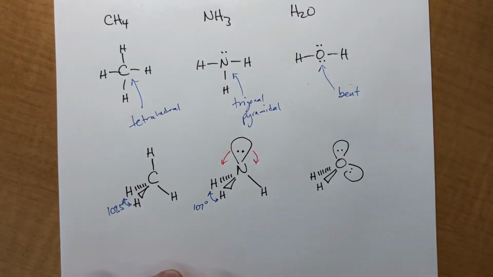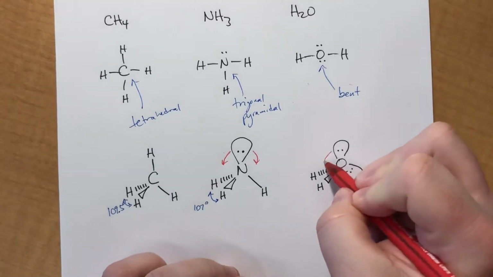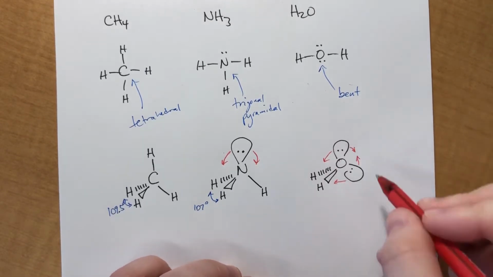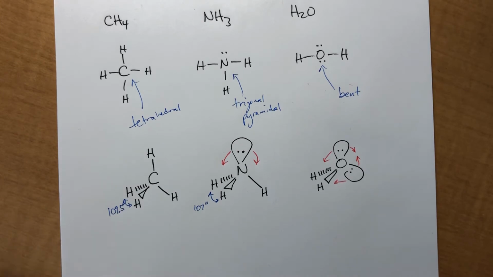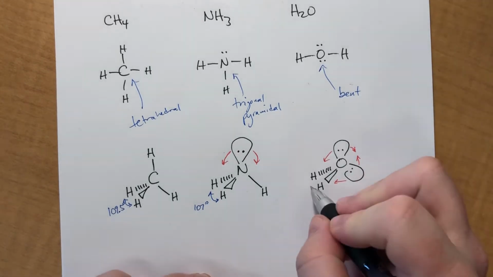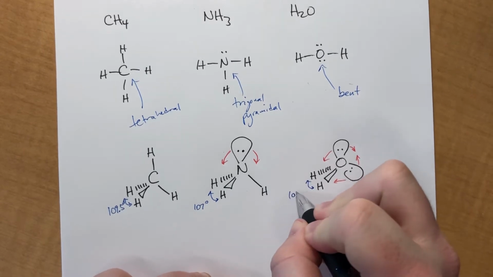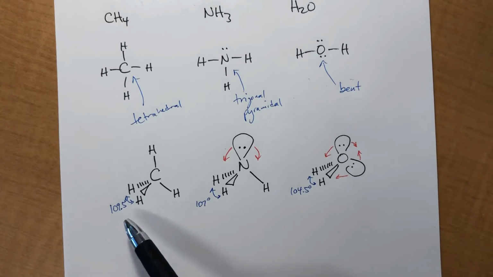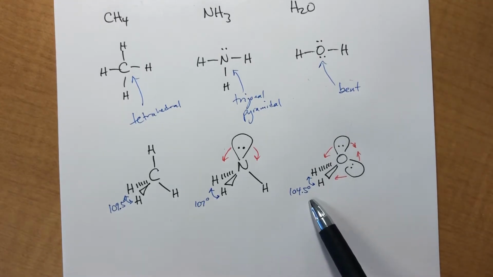What we see is that these both push on the bonds, but they also push on each other. So the lone pairs are repelling everything just a little bit more, okay? And so for this one, the bond angle drops a little bit more, and it drops down to 104.5. So you'll notice that in the grand scheme of things, this is not a huge difference.